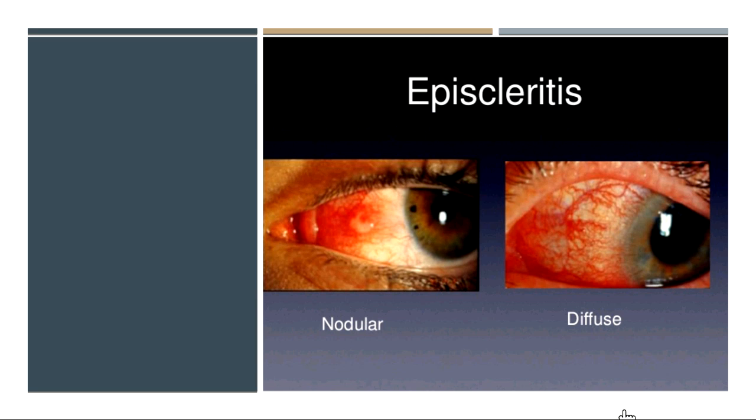Right, so the first photograph I showed you was of a sectoral episcleritis. This is now a diffuse episcleritis. And I don't know if you can appreciate the nodule here. There's a little raised area, and that would be considered a nodular episcleritis. Okay, so nodular and diffuse.